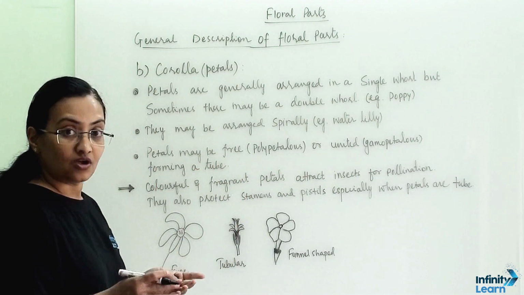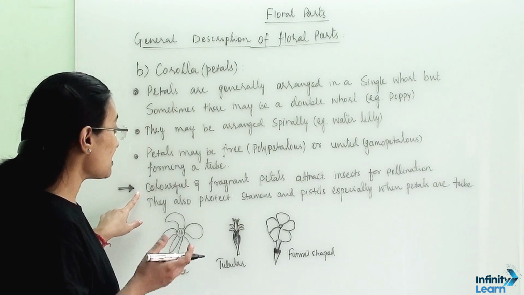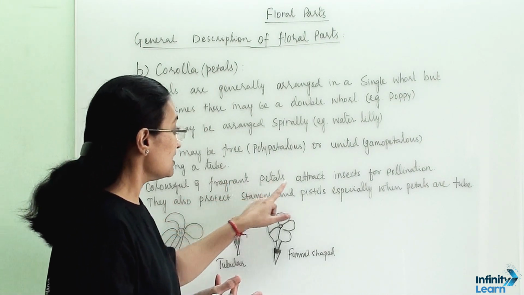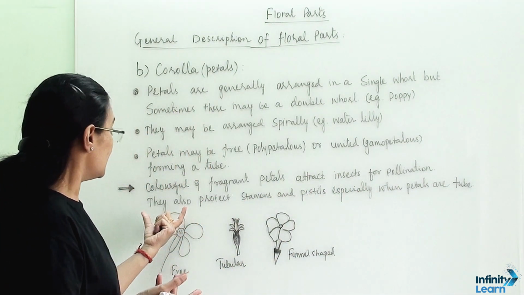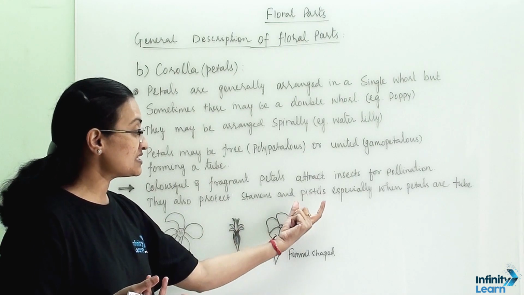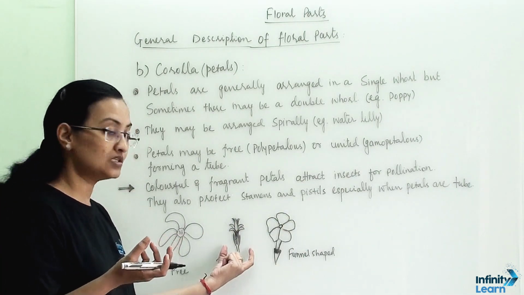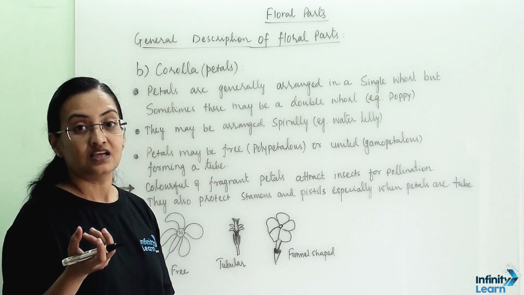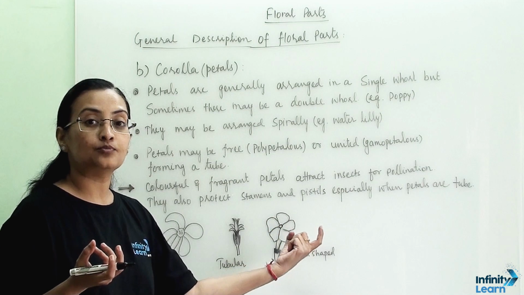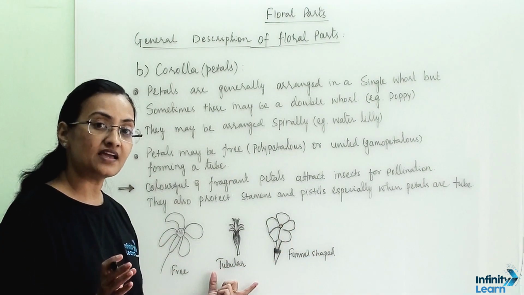And the function of the corolla includes 2 major functions: when they are colorful and fragrant, they attract insects for the pollination. They also protect stamen and pistil, especially when petals are like tube. So in this case, they are protecting the stamen and pistils. These are the male and female reproductive parts of the flower. So they are protecting them when they are like tube.